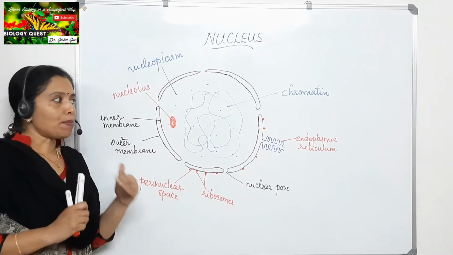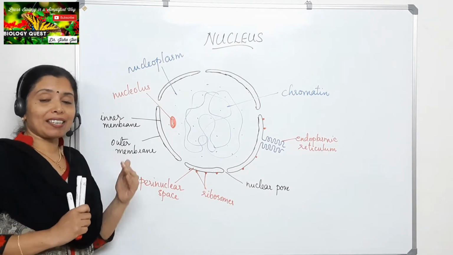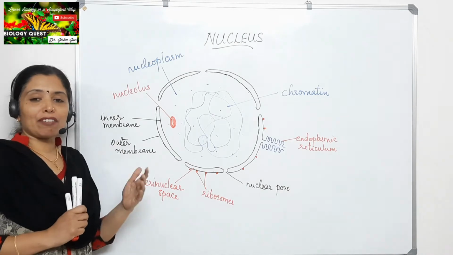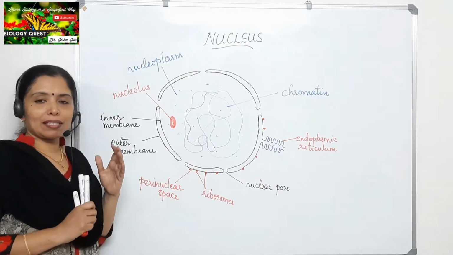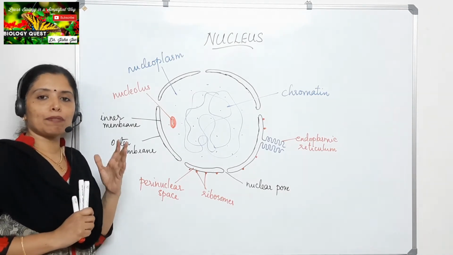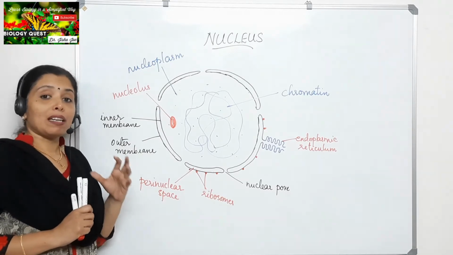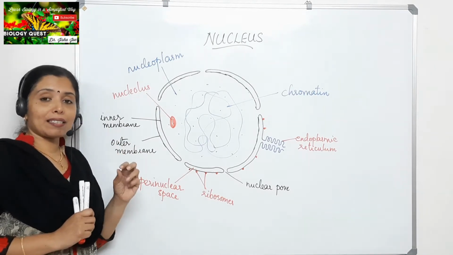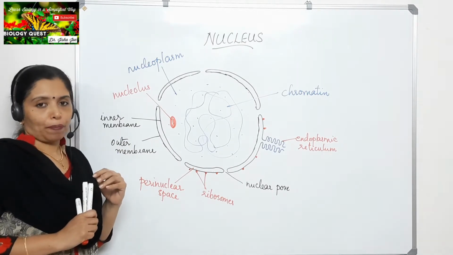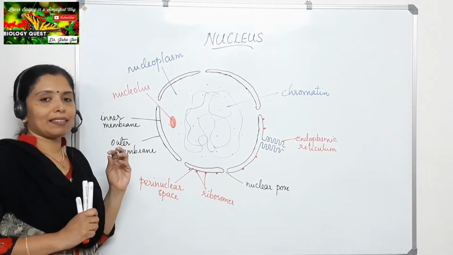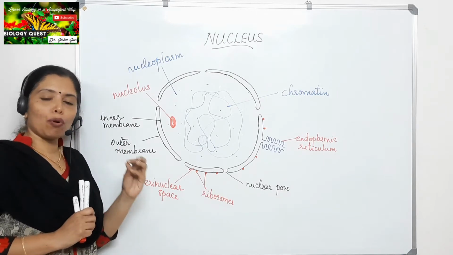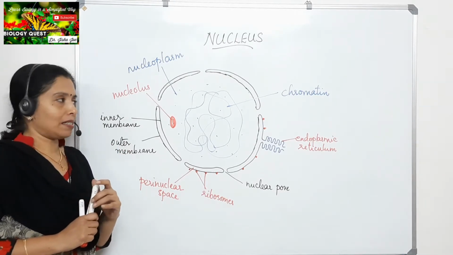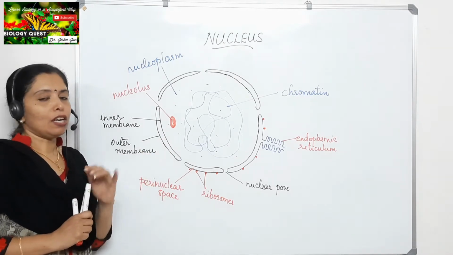And as the number of nucleoli increases inside the cell, it means that the cell is actively involved in protein synthesis. So in cells that are actively involved in protein synthesis, there will be large nucleoli, as well as the number also is more. Large size and the number of nucleoli will be more in cells that are actively involved in protein synthesis. So that is with regard to the nucleolus.